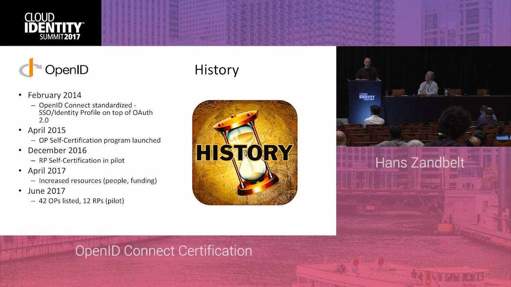December 2016, RP self-certification started to be a pilot program, and then last April, the OpenID Foundation added resources and funding to further develop the program, to make it scale better, to make it deal with more testers and tests, etc. And then at this point in time, we have 42 listed certified OPs and 12 RPs where the program is in pilot. And actually 10 minutes ago, we received an email with a new application for certification, so that's 13.